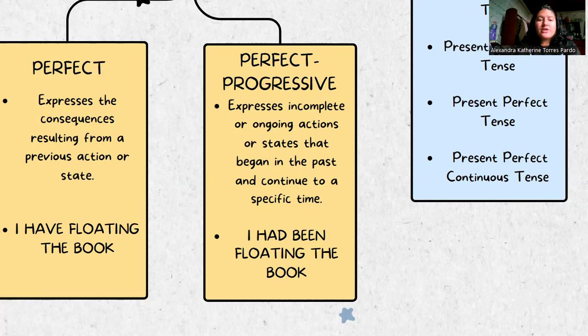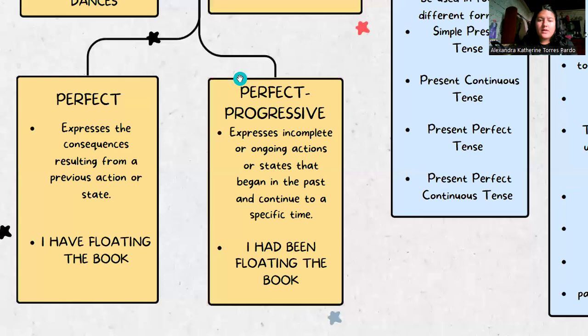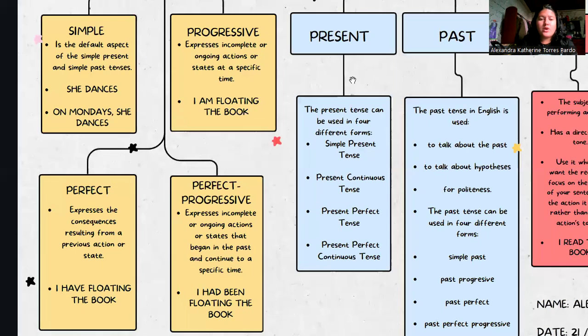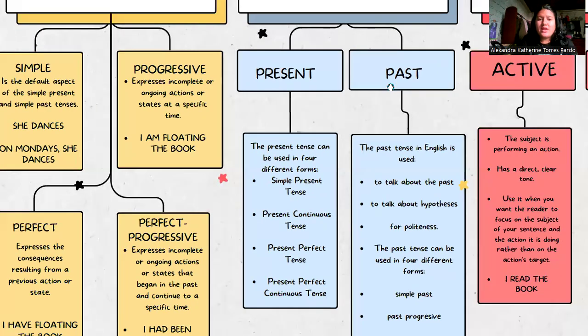The formula for forming the present perfect progressive is simple present to have plus past participle to be plus present participle. And the formula for forming the past perfect progressive is simple past to have past participle to be plus perfect participle. Okay, that's everything for aspect. Now we are going to pass to the tense.